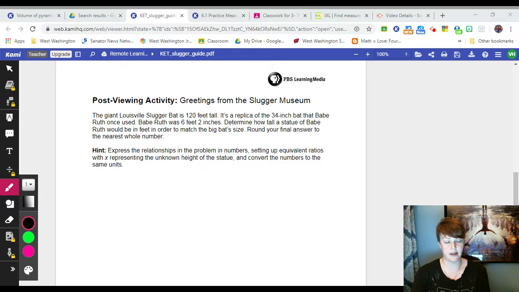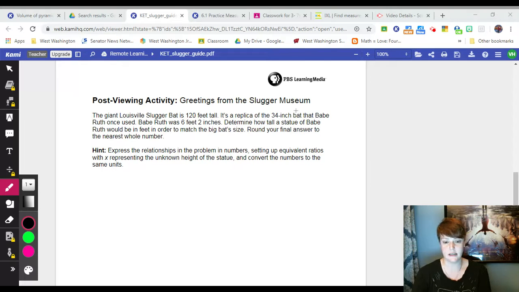Last week we watched the Slugger Museum video and played around with the equivalent ratios, similar shadows interactive tool. I think that was really neat. And so I told you that the last thing that we would do with this is determine how tall a statue of Babe Ruth would have to be to match up with that giant bat in Louisville.